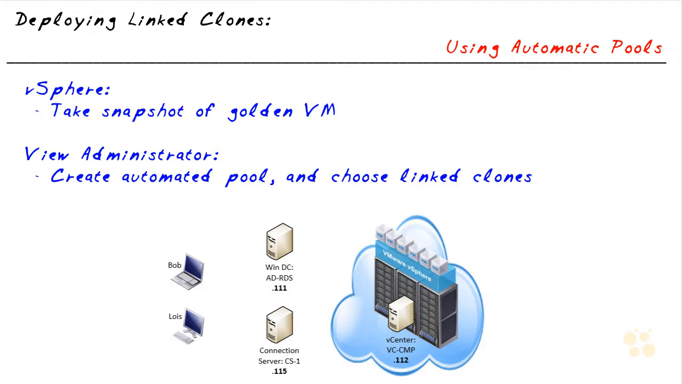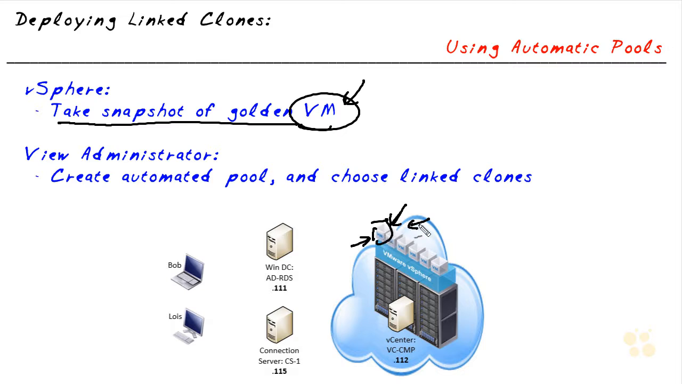and configured. And with Composer in place, in order to use linked clones, all we're going to do is, in vSphere, take a snapshot of our favorite virtual machine, our golden image. And that golden image, let's imagine it's this one right here. It would be a virtual machine that has the Horizon View agent installed on it. It's been optimized.